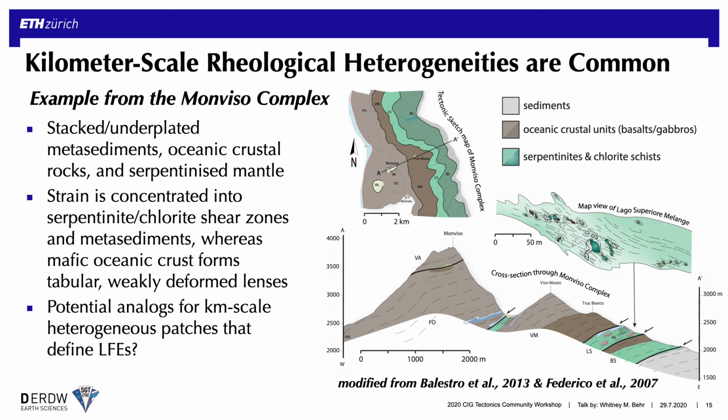And then if we look in more detail at the chlorite serpentinite shear zones themselves, we see there's additional heterogeneity preserved at a smaller scale with entrained blocks of eclogite, massive serpentinites, or metabasaltic chunks, again just reflecting the same rheological contrasts that are observed at the larger scale between these different rock types. So this is just one example of kilometer scale heterogeneity within a deeply exhumed subduction complex, but the map patterns of many other complexes reveal similar scales of lithological and rheological heterogeneity, and these have the potential to be analogs for the persistent kilometer scale patches that characterize the length scales of low frequency earthquakes.